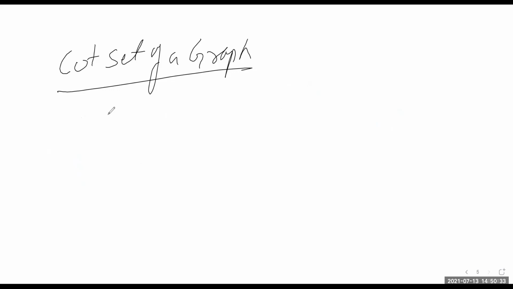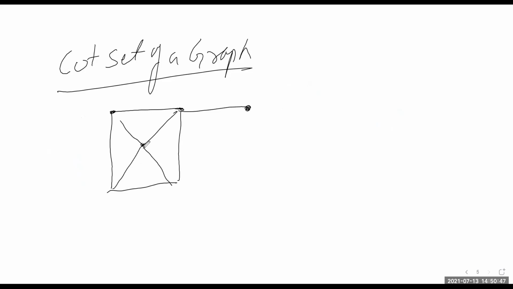Now this is your one graph. Let's name the edges E1, E2, E3, E4, E5, E6, E7, E8. So this is your graph. It's a connected graph, right?